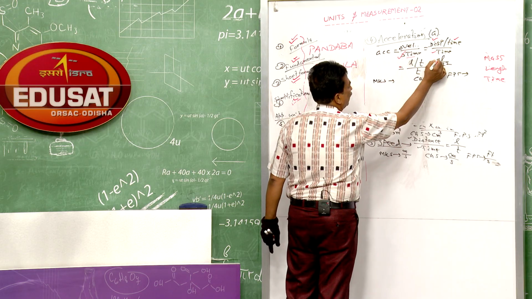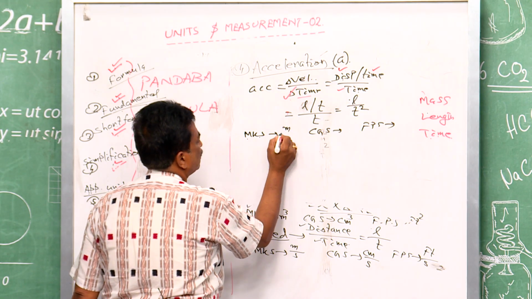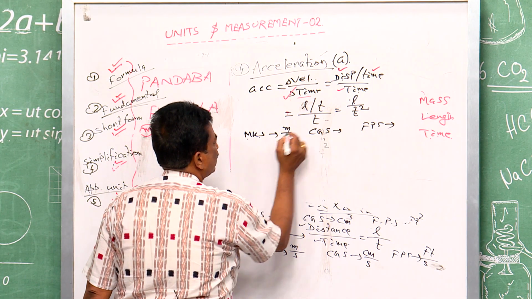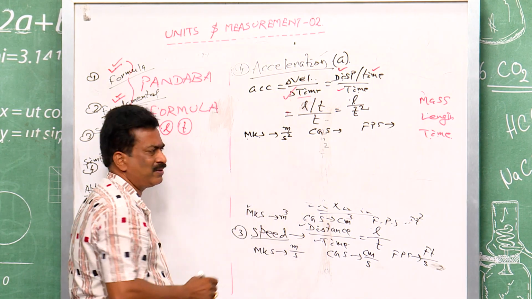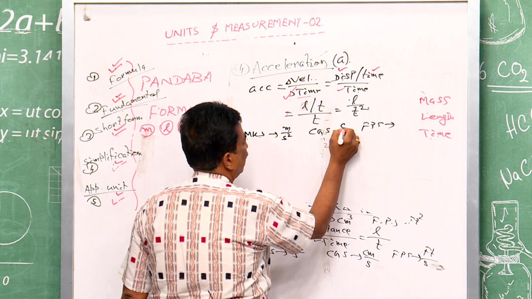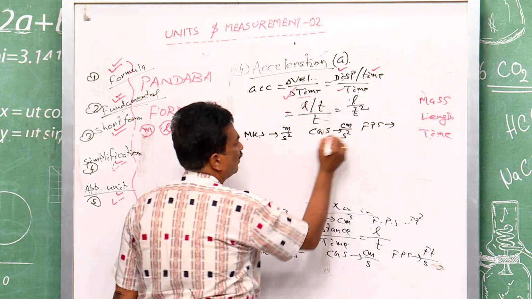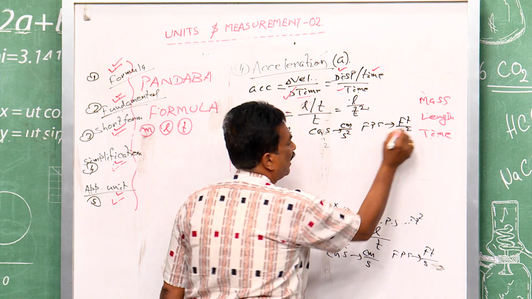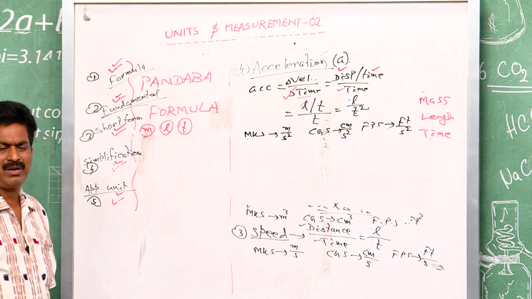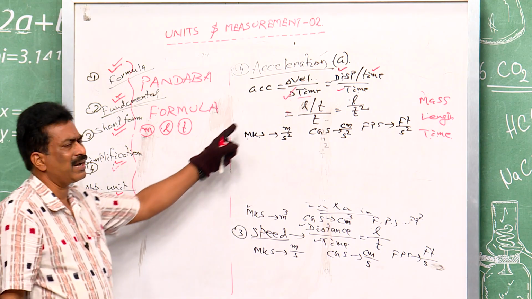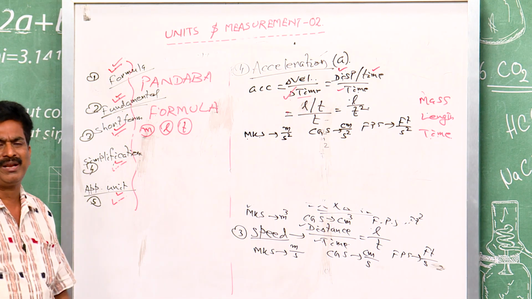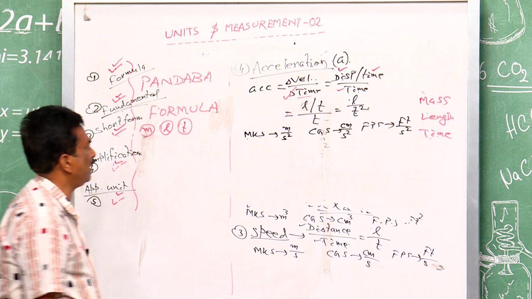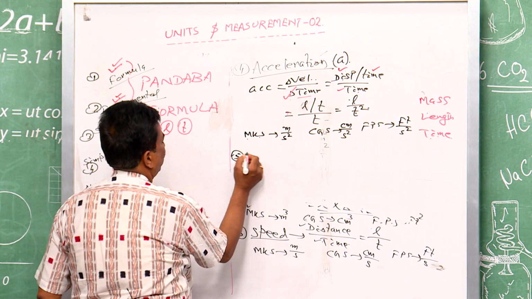MKS, for the length, is the meter. The time in the MKS is the second. This is the time square, therefore this is the second square. For CGS, it is centimeter per second square. For FPS, it is foot per second square. Are you clear? So my answer and your answers overlap with each other? Okay, very good. Next we will go for the fifth one.